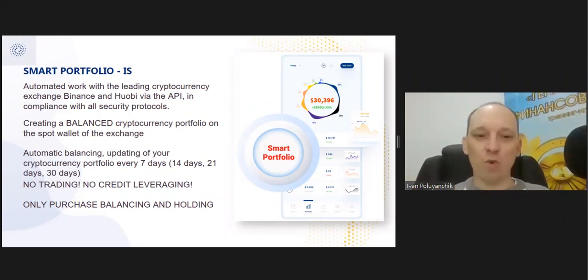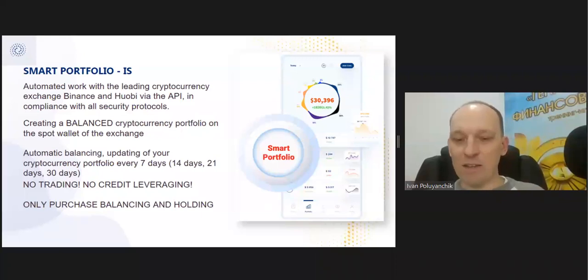So Smart Portfolio automatically picks the top market cap coins by analyzing coin market cap, blockchain websites and resources. It takes data from the exchanges, and it picks for you a balanced cryptocurrency portfolio. You will have that portfolio on your account in Binance or Huobi.